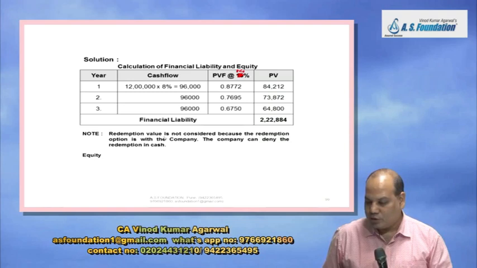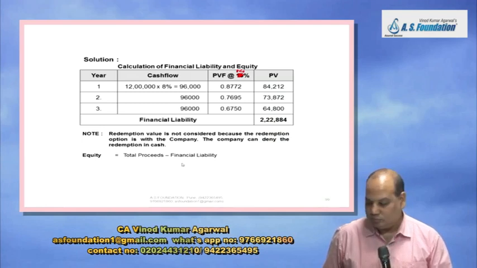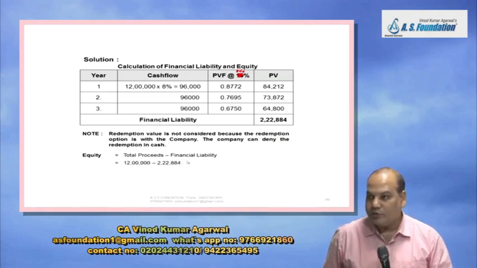The answer is not over. Equity equals total proceeds minus financial liability. Total proceed is how much? 12 lakh. Financial liability, this number, what you have got in the first answer. Write it here. Difference 977,116 approximately. Done.